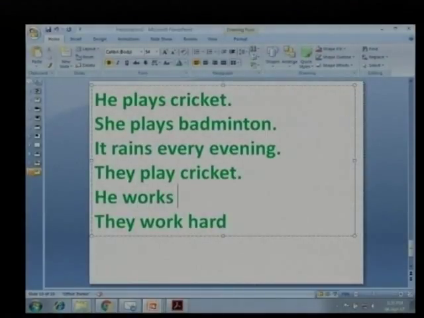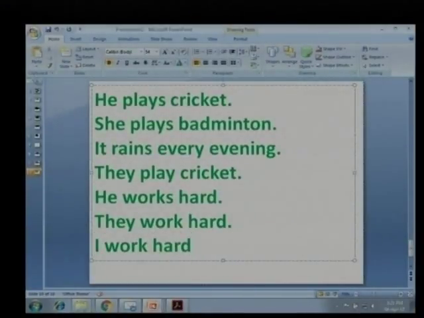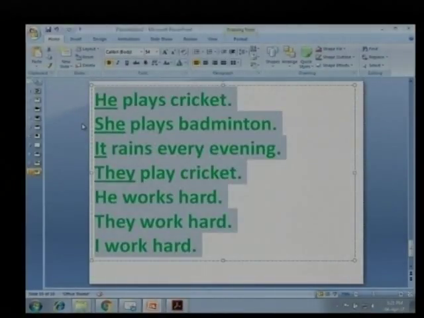So I can say he works hard, they work hard, I work hard. So I've typed a few sentences here. If you notice, he is a singular form. If I have a singular subject, since it is singular, I will add the s at the end of the verb. She is singular, that's a subject, I will add s. It is singular, I will add s. They is plural, I will drop the s at the end of the verb. He works hard, they work hard. He works hard because he is singular and they work hard because they is plural, so I will drop the s. Okay.